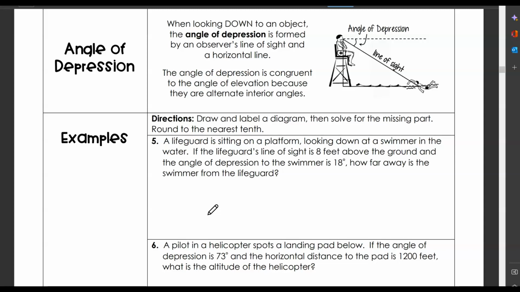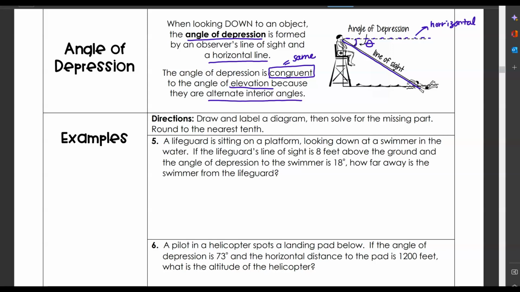When looking down to an object, the angle of depression is formed by the observer's line of sight and a horizontal line. So here's the observer's line of sight. The angle here, this will be our theta, creates that angle of depression. Here's our horizontal line, not our line of sight, and that helps create the angle of depression with our line of sight. Now, the angle of depression is congruent, meaning the same, to the angle of elevation because they are alternate interior angles.